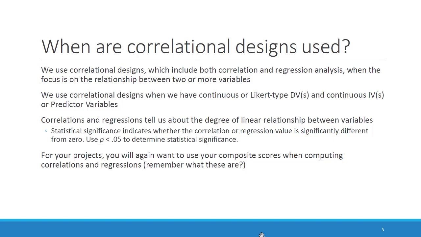For your projects, you will want to make sure that you're using your composite scores when computing correlations. Do you remember what composite scores are? We covered this in your data cleaning module, so if you are confused about that or if you forget how to create your composite scores, make sure that you go back to the data cleaning module to learn how to do that. Our composite scores are our average of multiple items that are within the same scale. We combine them to create one average or mean score for an individual to represent their standing on a particular construct.